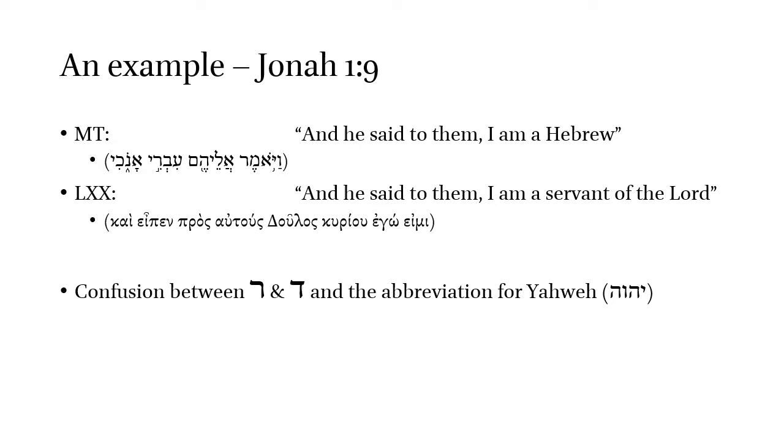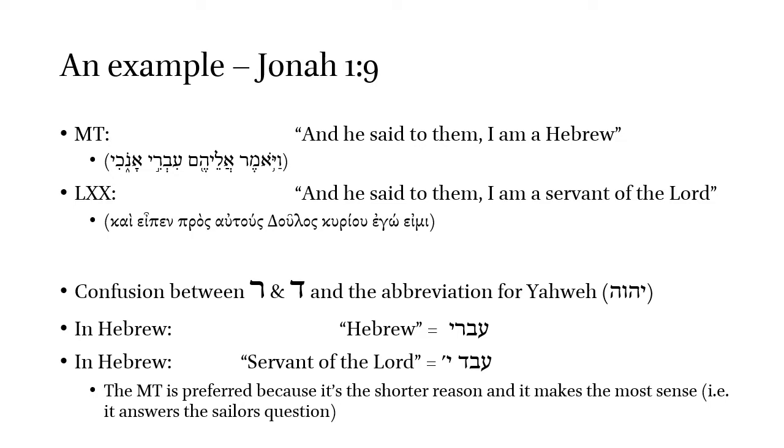and the abbreviation for the tetragrammaton, the name Yahweh, Yud Hey Vav Hey in Hebrew. That was often abbreviated with simply just a yud or a jot. So in this text, we've got the issue with a jot and a tittle, which is interesting. So in Hebrew, the word for Hebrew is Ivri. And even if you don't know Hebrew, that in the far right there, that's what it looks like. However, the way you would write servant of the Lord in Hebrew would look like that, which is Eved Adonai. And so you can see the dalet and the resh, how they look very similar, and then the abbreviation for Yahweh. So there's really Ivri, Hebrew, and servant of the Lord in Hebrew look very, very similar.